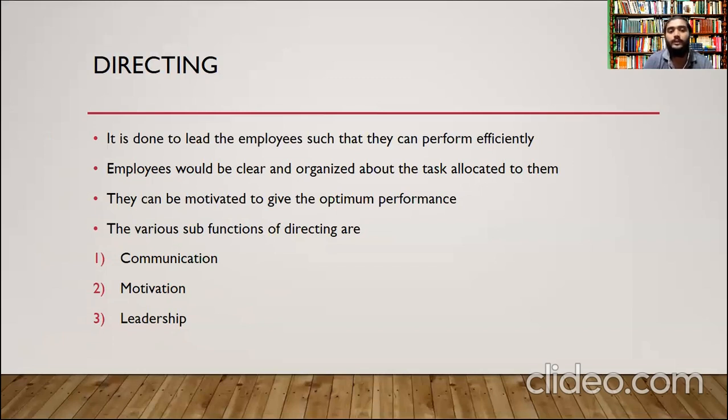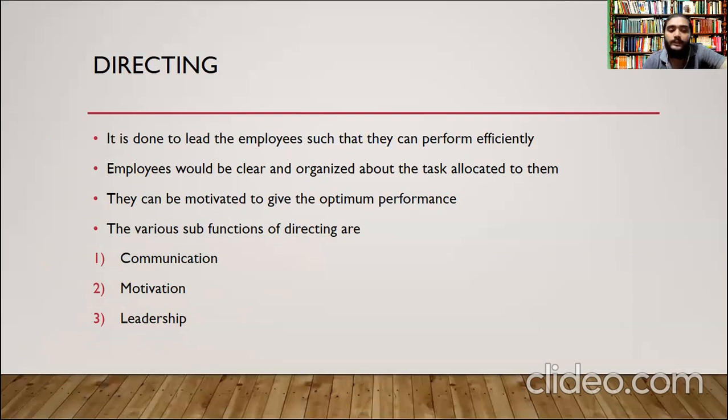They can be motivated to give optimum performance. Motivation also depends on how to give the direction; motivation basically works on the directions. The various sub-functions of direction are communication, motivation, and leadership. Clear communication: I have already talked to you about the different types of communication, which communication is better, and at what time communication can prove fruitful to the organization. The leader should know about it and give the right direction.